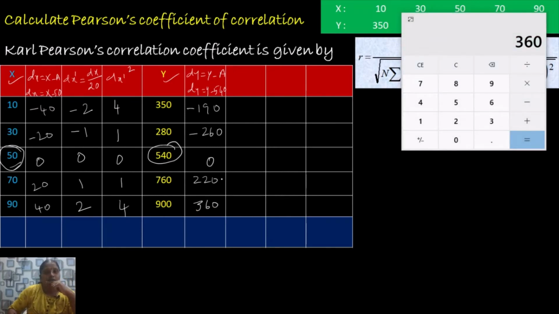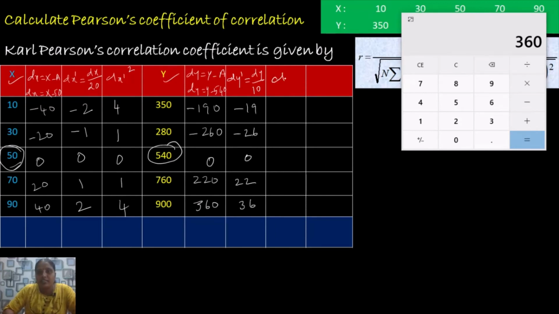Look at all the values of dy. Here all of them have a common factor, that is, to get dy dash you have to divide all of them by 10. So when you divide all the values by 10, you get minus 19, minus 26, 0, 22 and 36.